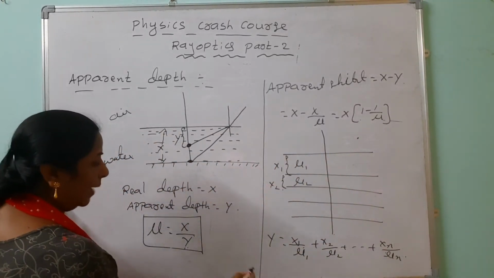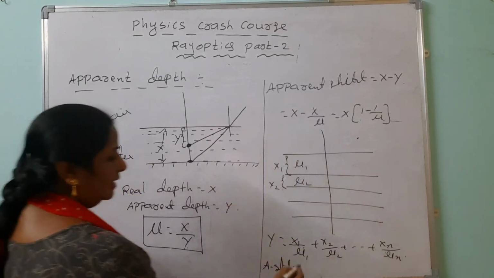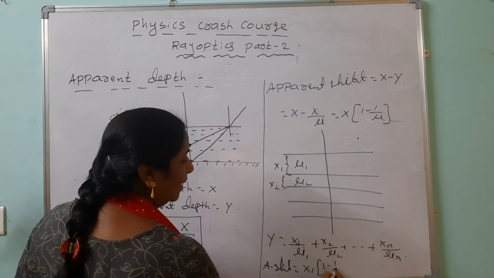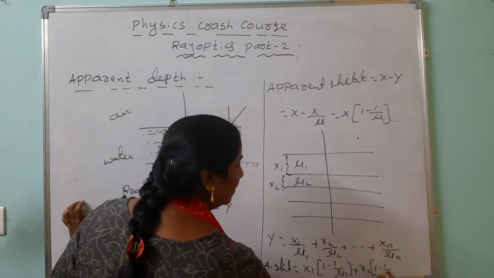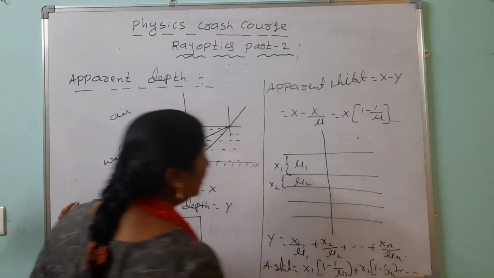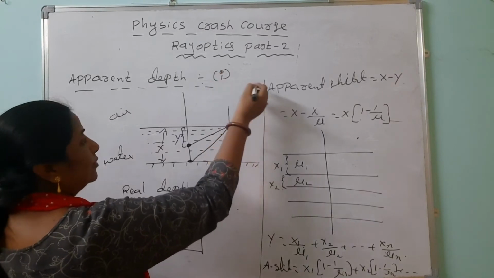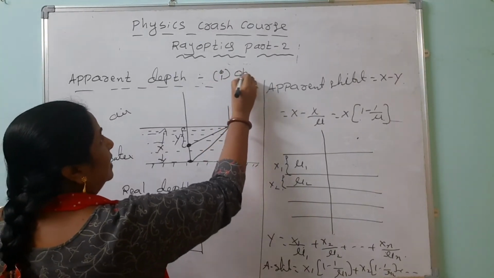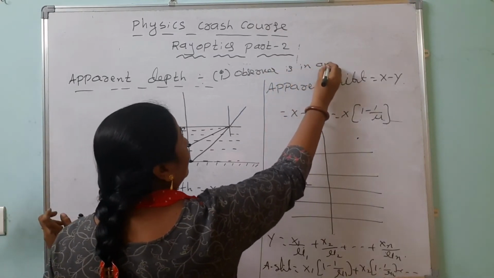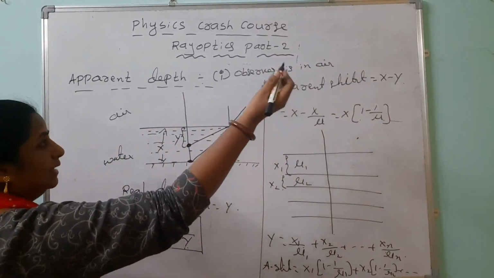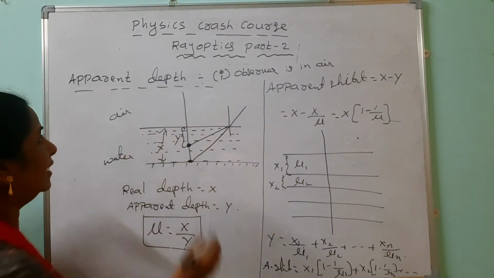When we go through the apparent shift, how do we write this? It is x1 into 1 minus 1 by mu1 plus x2 into 1 minus 1 by mu2, and so on. But the condition is, you should clearly observe that the observer is in air, and the object is in a denser medium.